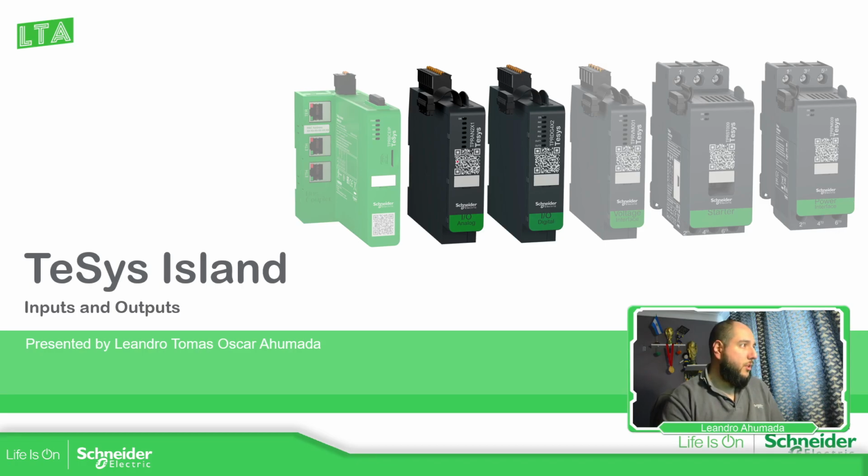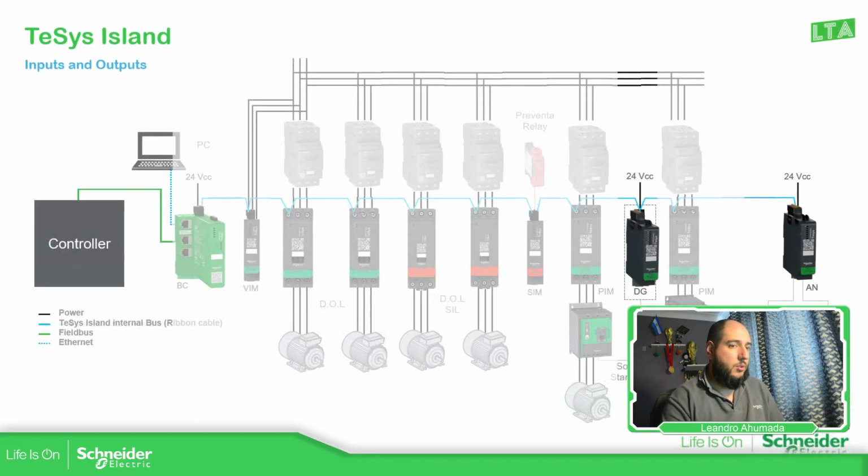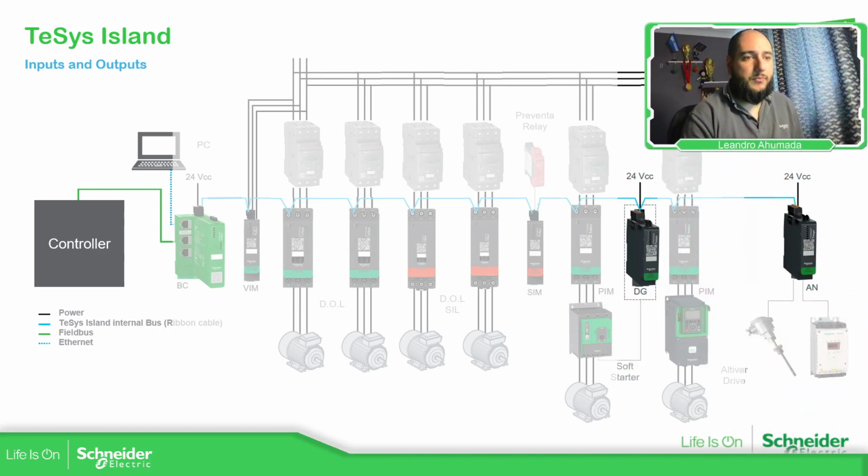So if we go to the next slide, good. This is like the overview of the things that we can do with the TeSys Island. And in this particular case, as you can see over here, we have the digital I/O and the analog I/O. Instead of using the PLC I/O to communicate to these devices, we can put these avatars, this device, to read information from the field. In this case, it can be used to start or stop the soft starter, and in this particular case, just to read some values.